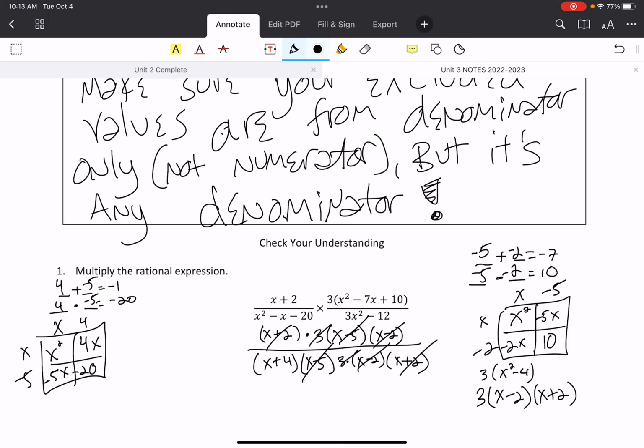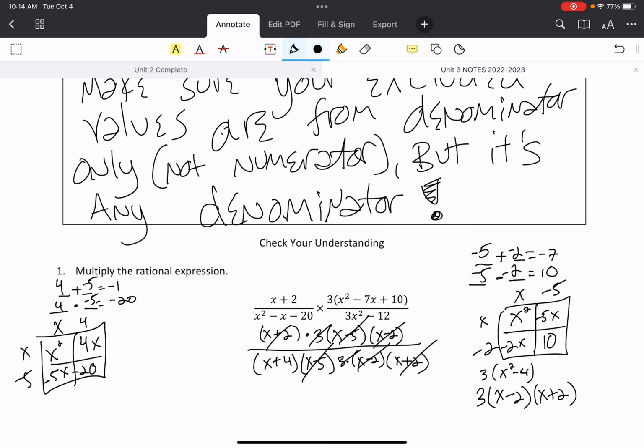The 3. Now hold on. Is the 3 going to give me a root or excluded value? No. Why not? Can I have somebody who I haven't heard from yet today raise their hand and tell me why the 3 does not give me an excluded value? Because it's not connected to an X. Perfect, because it's not connected to an X. So it's just a number. There's no way to change it because it's not connected to an X.